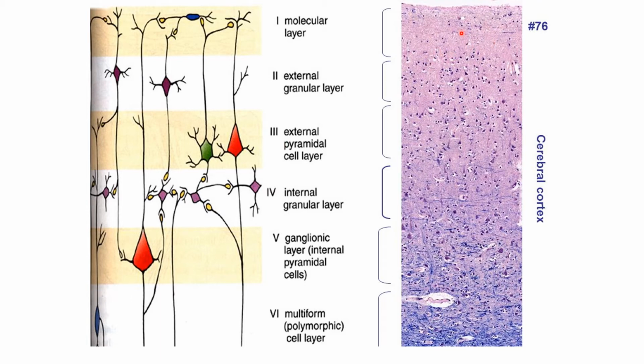This is the H&E stain where you can see the molecular layer, which is the plexiform layer. Another name for it is the plexiform layer. Then comes the external granular and external pyramidal layer, number 3, which has small and medium sized pyramidal cells. Then the inner granular, which has horizontal fibers also running here, and this is called the outer band of Baillarger. The 5th one is the ganglionic layer, with large pyramidal cells.